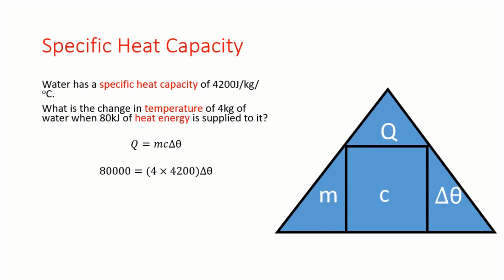With 80,000 on the left, we've got 4 times 4,200 on the right. As long as my maths hasn't failed me, then we've got 80,000 equal to 16,800 delta theta. All we have to do now is divide both sides by that 16,800, and we end up with a temperature change of 4.76 degrees Celsius. So you notice there we've done a slightly more complicated question where we're not calculating energy here. We are calculating the change in the temperature by dividing the energy by the mass times that specific heat capacity.